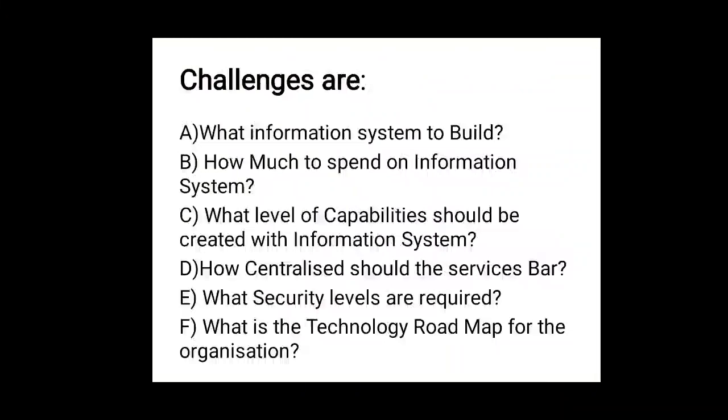First one is what information system to build. Next, how much to spend on the information system. The next one, what level of capability should be created with the information system. The next, how centralized should the services be. Next, what security levels are required. And the last one is what is the technology roadmap for the organization. So all these are questions answered by the CIO, that is Chief Information Officer, of an organization. So let's start one by one.